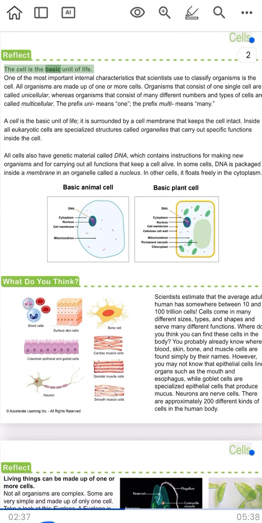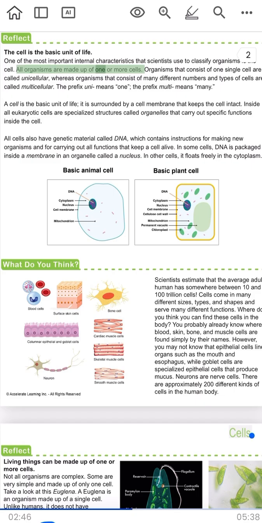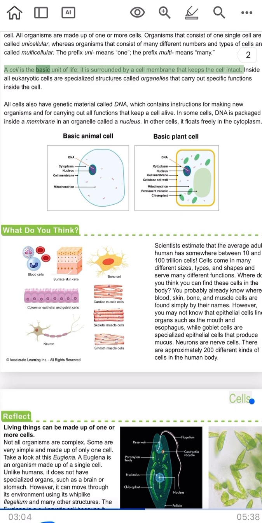The cell is the basic unit of life. One of the most important internal characteristics that scientists use to classify organisms is the cell. All organisms are made up of one or more cells. Organisms that consist of one single cell are called unicellular, whereas organisms that consist of many different numbers and types of cells are called multicellular. The prefix uni means one, the prefix multi means many. A cell is the basic unit of life.